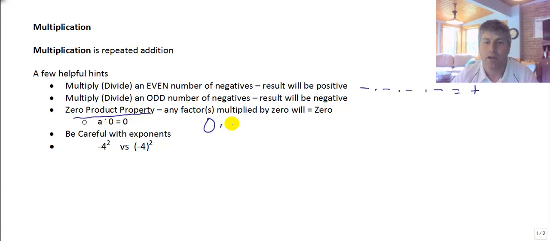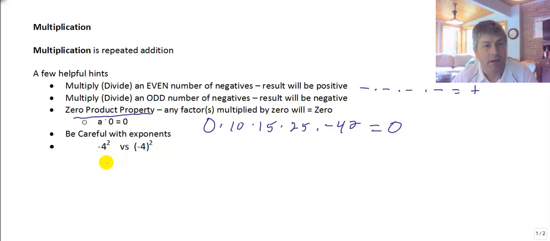So 0 times 10 times 15 times 25 times negative 42. That's real easy. It's 0 times any of this. Our result is going to be 0. So any number multiplied by 0 or series of numbers multiplied by 0, the result will be 0.